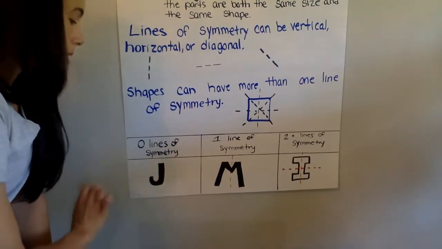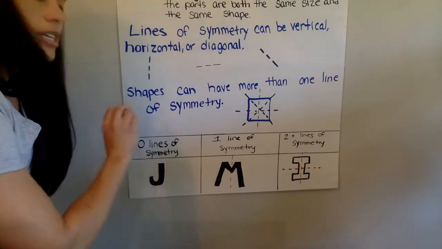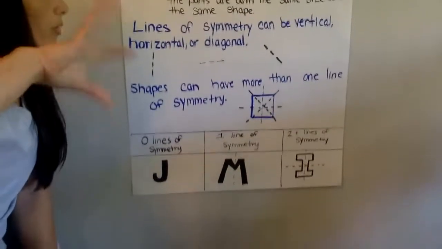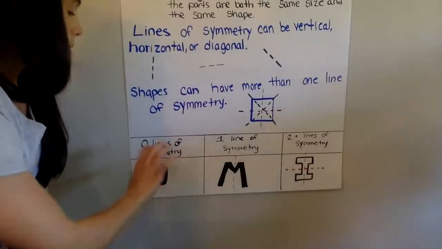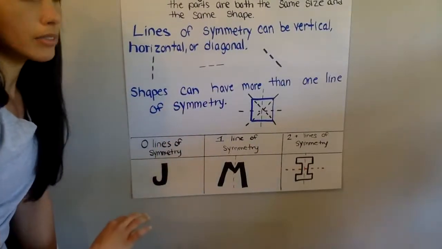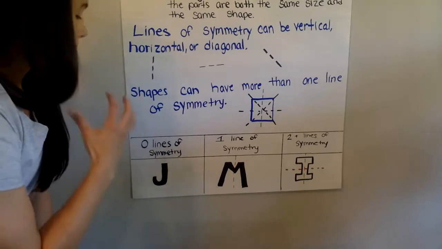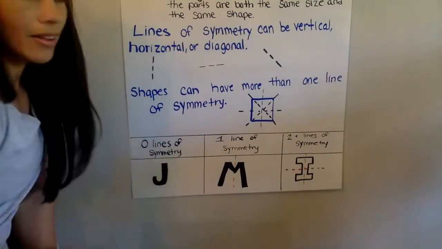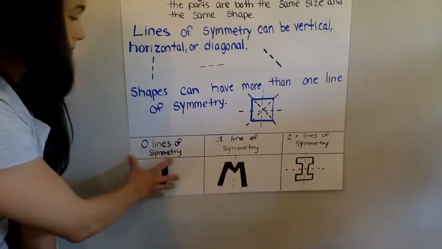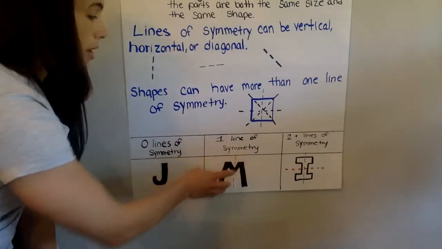I'm hoping this makes sense. It's hard to teach this over the computer without all the resources I don't have. So please, please watch the next few videos because they're very well explained. So it'll help you a little bit more. But this does not have 0 lines of symmetry. Okay. And then I drew an M.